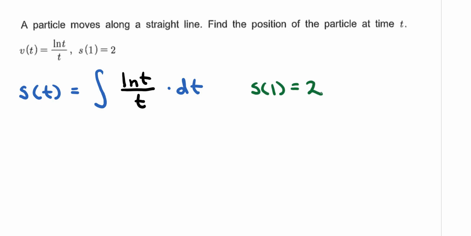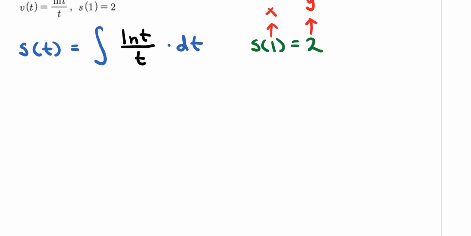So this s of 1 equals 2 actually helps you find the c value. Just remember, this is your x value in a way, and that's your y value there. So we'll be needing that piece of information to solve for c once we're finishing our antiderivative steps here. Okay, so for this particular antiderivative, let's use u substitution again.